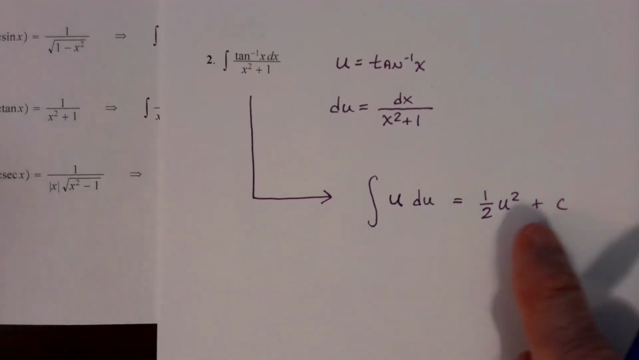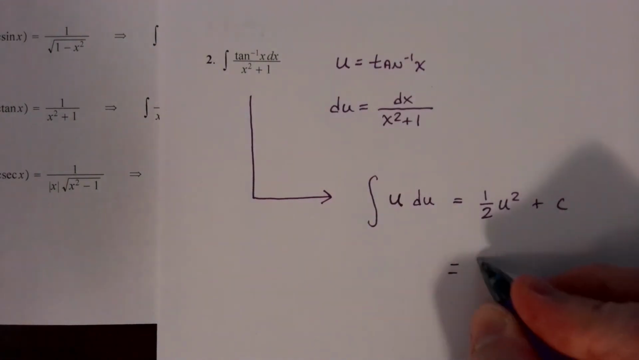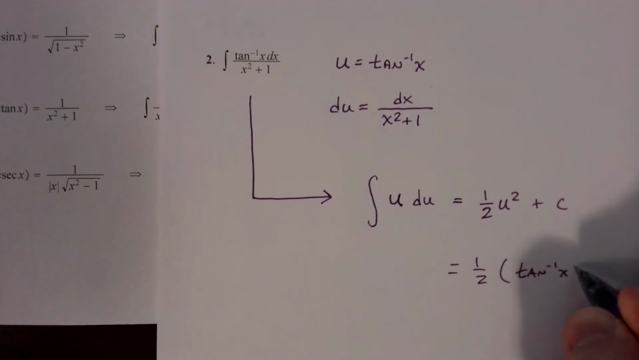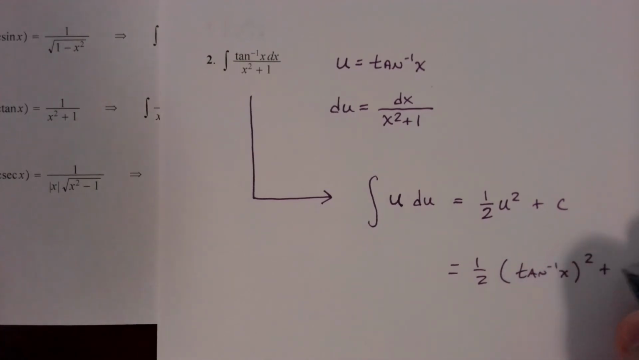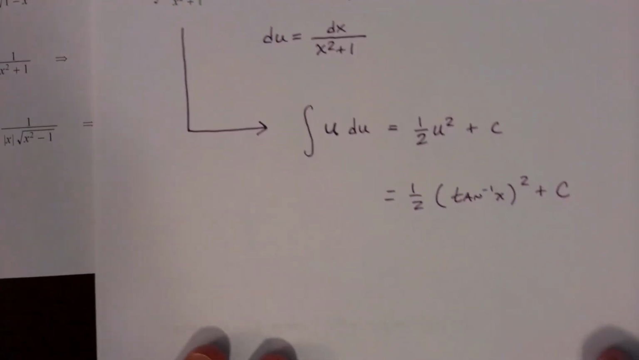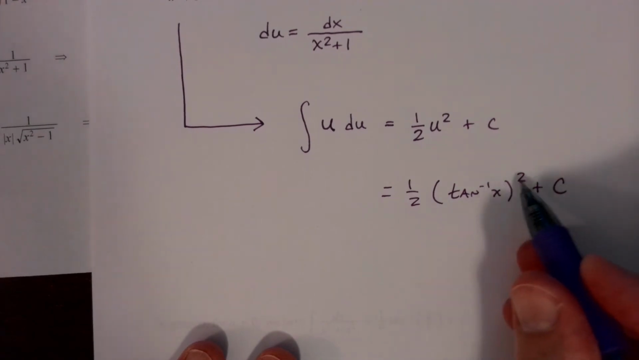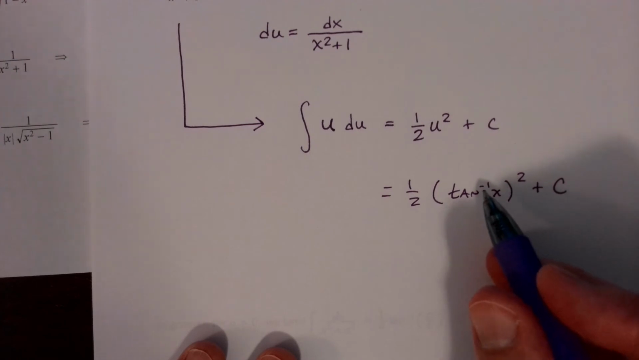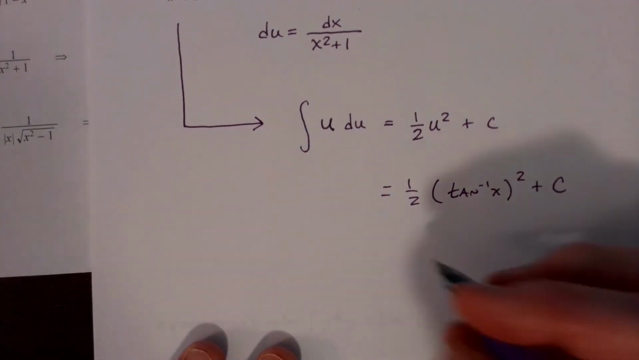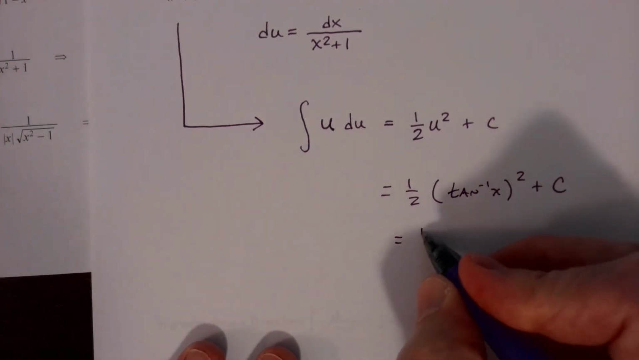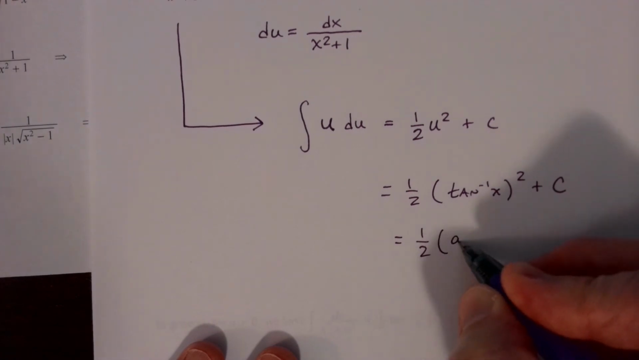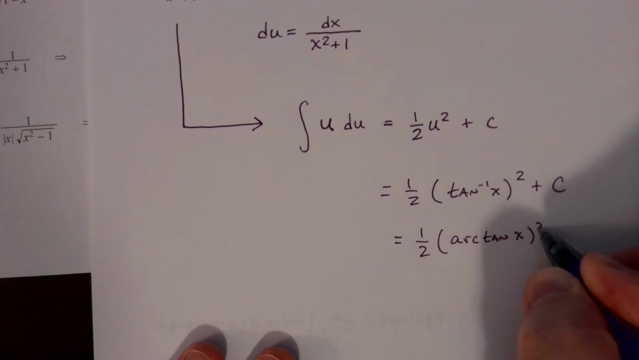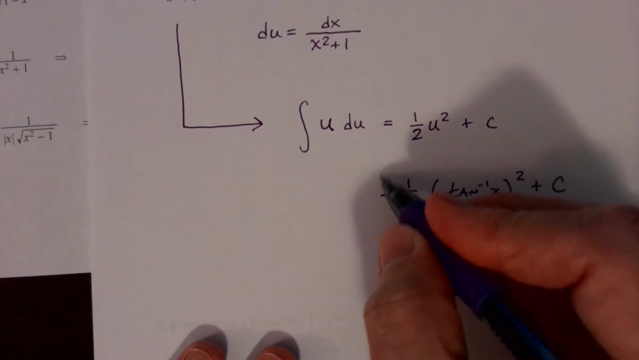Go back to the original variable. u is tangent inverse of x, so this is 1/2 tangent inverse of x, squared, plus c. Okay, now don't do this: don't multiply that -1 by 2. Remember, this is not an exponent. That is not an exponent. It stands for the inverse tangent function. If you don't like the inverse tangent notation, you can use arctangent as well. These are both the same thing.